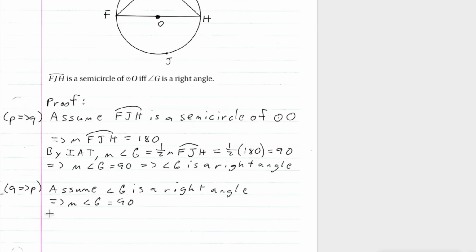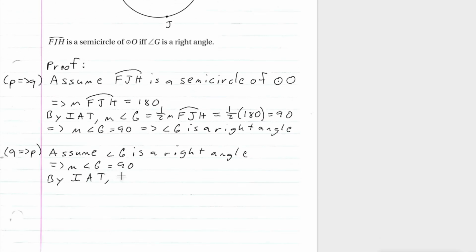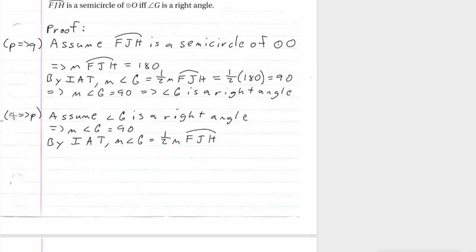Now, by the inscribed angle theorem, we know that the measure of angle G is equal to half of its corresponding arc, which is FJH. So the measure of angle G is equal to half its corresponding arc, FJH. Well, for Q implies P, we know that the measure of angle G is 90, so this implies that 90 is equal to 1/2 the measure of arc FJH.